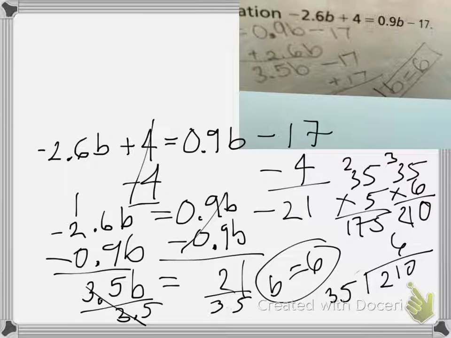Did I do that right? And remember, you can always plug it back in and replace every b with 6, and then see if it equals out on both sides. Alright, so that's it.